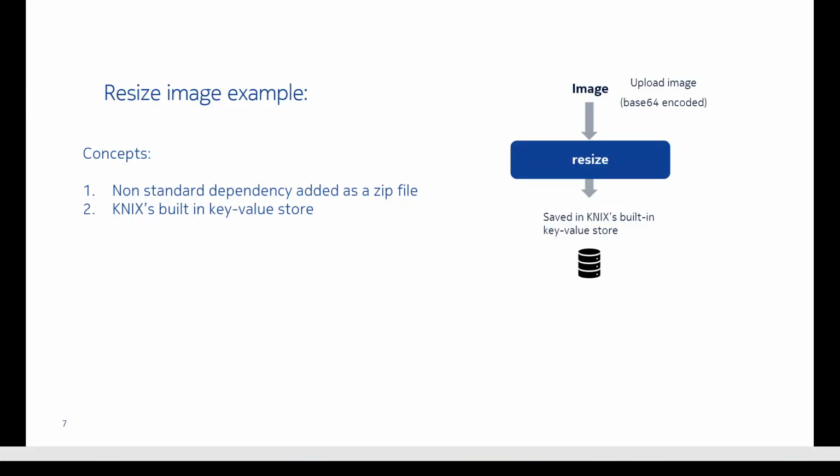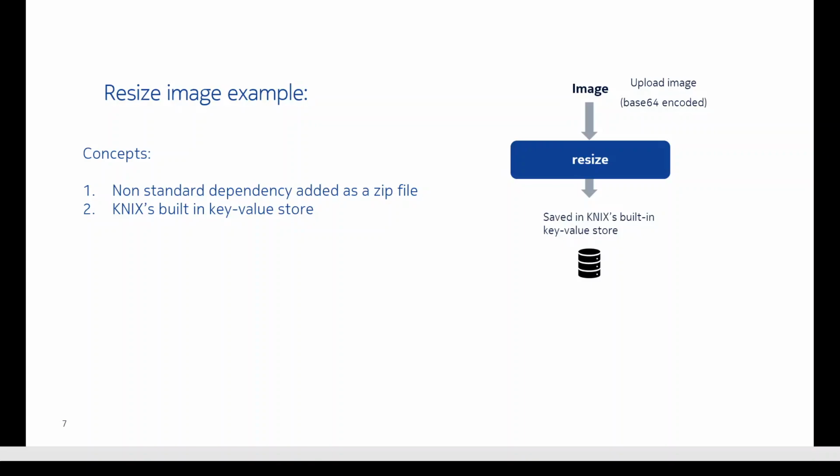So in this final example, we'll create a function which will take a JPEG image as input as base64 encoded, and then it will resize it to half its size, and then write the resized image into KNIX's built-in key value store. And in this example, I will also show you how you can package a custom dependency for your function as a zip file and then upload that.